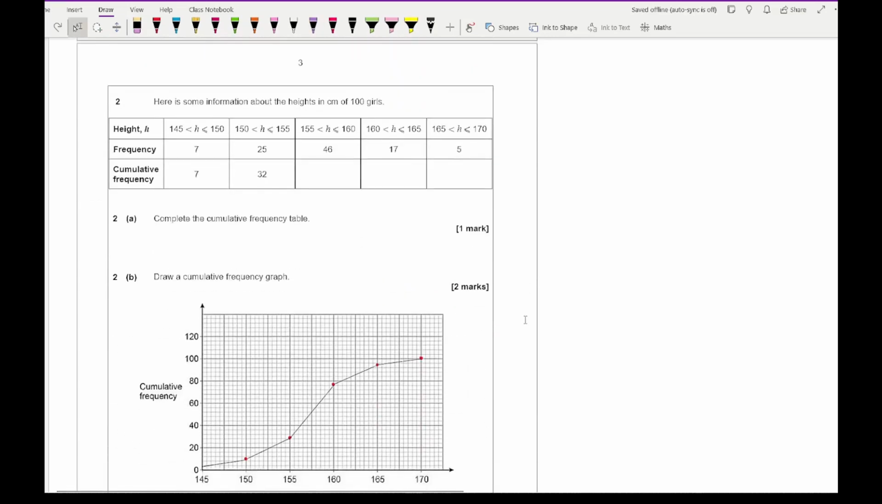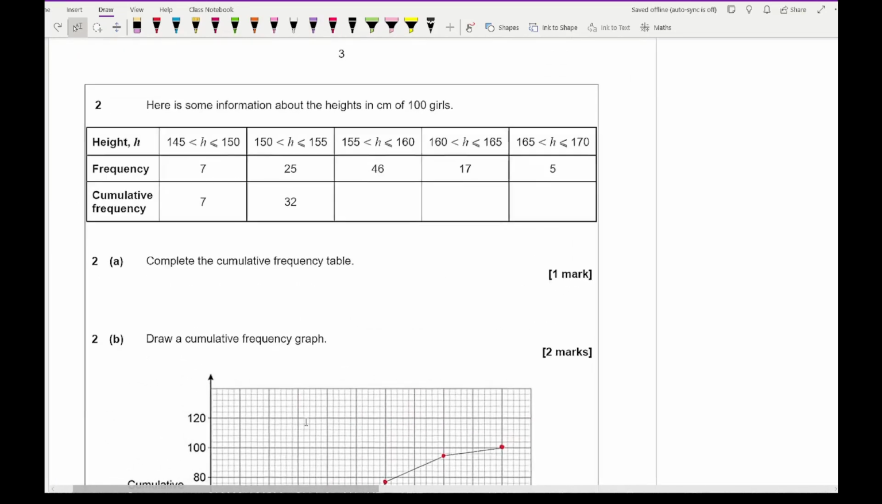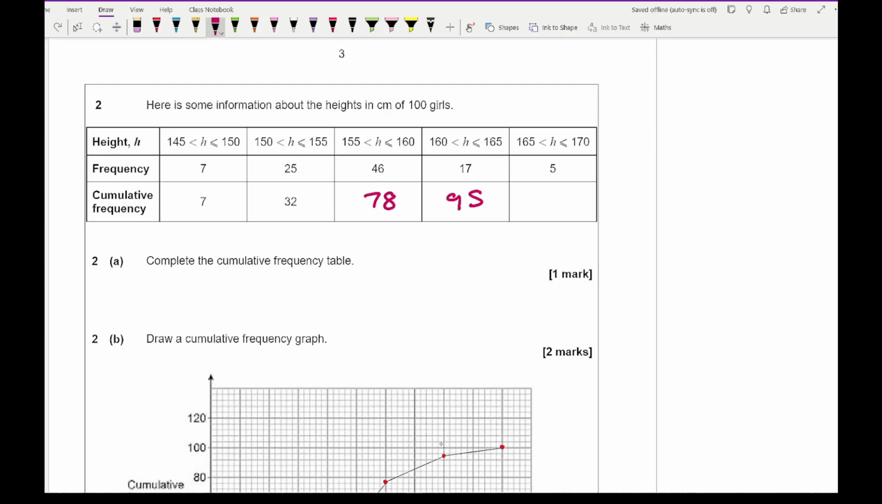Then moving on to question 2, and if I just zoom out. Question 2 says complete the cumulative frequency table. So again, all we're doing is just doing a running total of the upper bound. So here we've got 32 plus 46 gives me 78. Then 78 plus 17, which is 95, and then 95 plus 5 is 100.